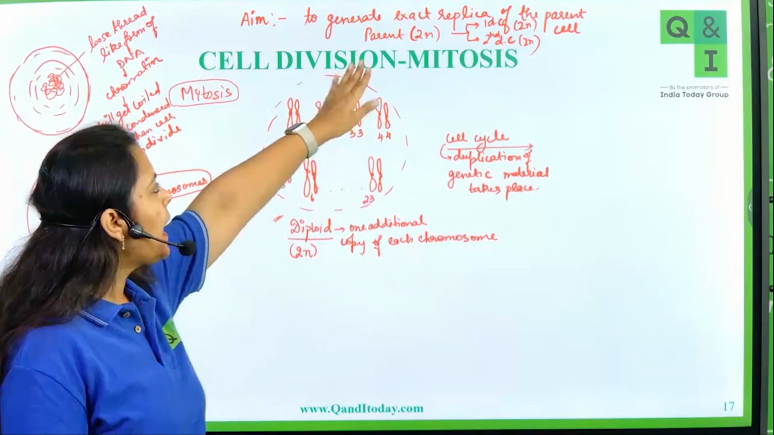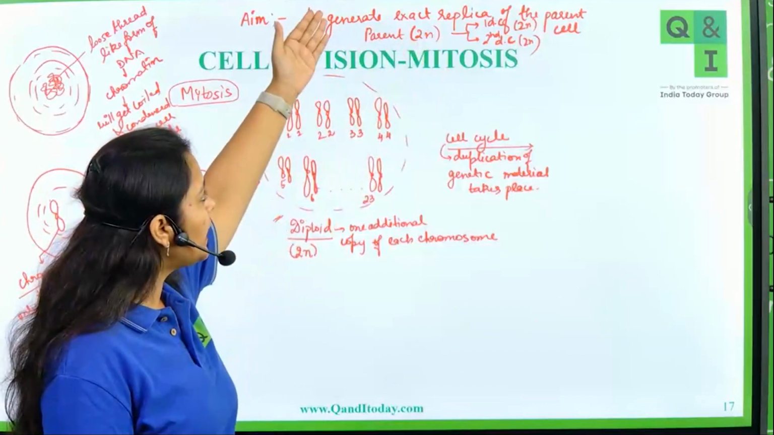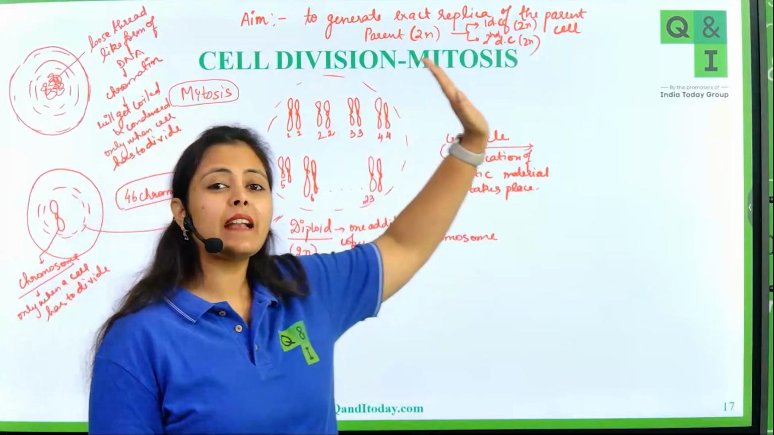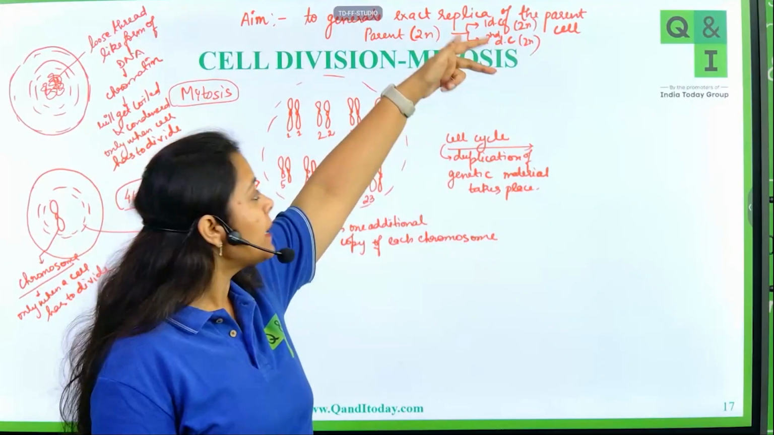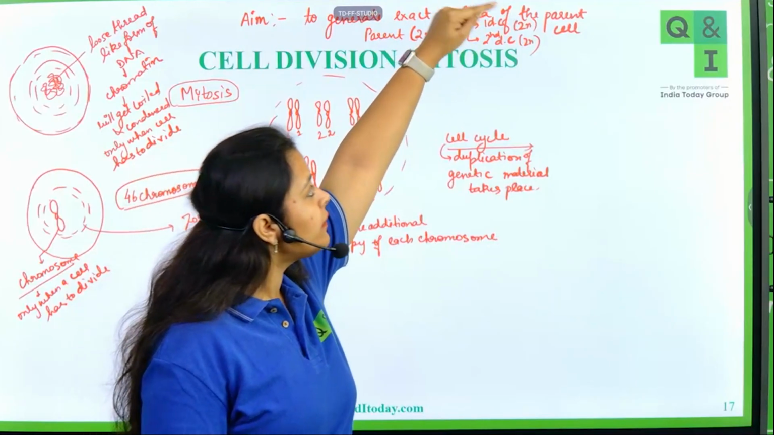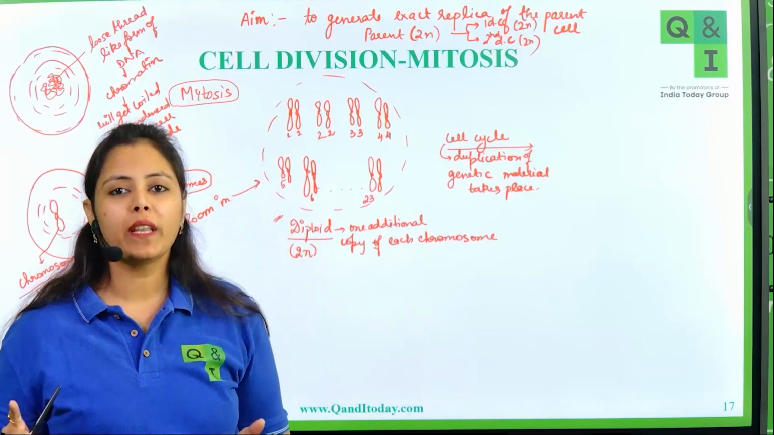I said that our aim during mitosis was to generate an exact replica of the parent cell. That means if the parent is 2n, then both the daughter cells, the first daughter cell and the second daughter cell, will also be 2n and 2n.